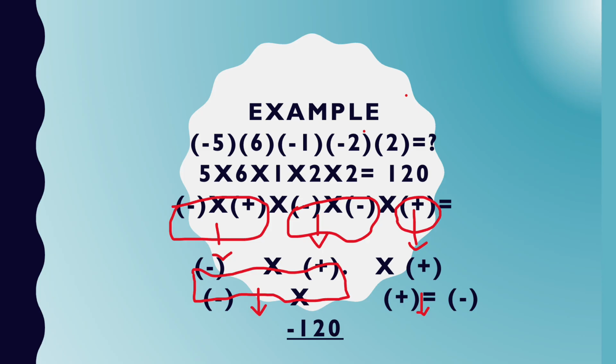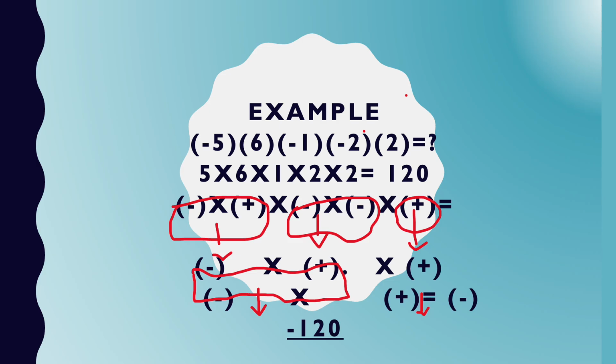I'm gonna write down the numbers. What are the numbers? 5. When you see these numbers together, that means it is multiply. So in a simple way I'm gonna write this: 5, 6, 1, 2, 2.